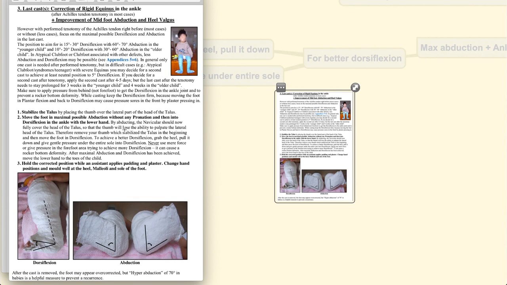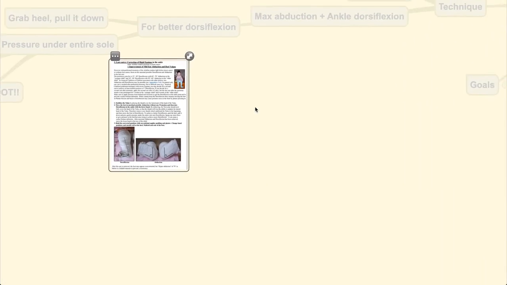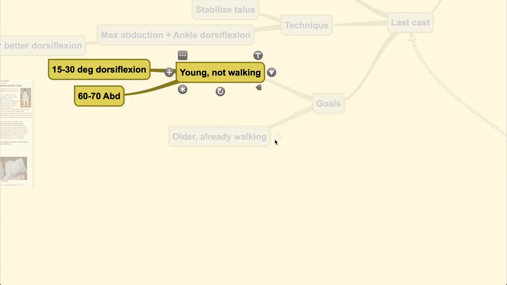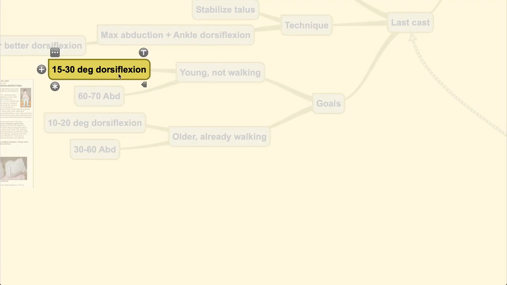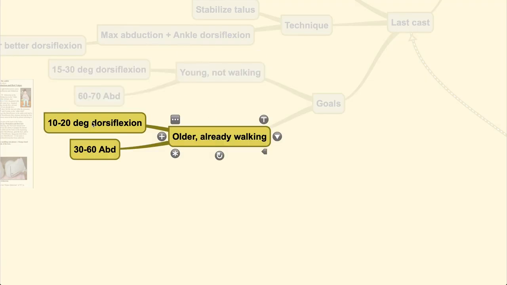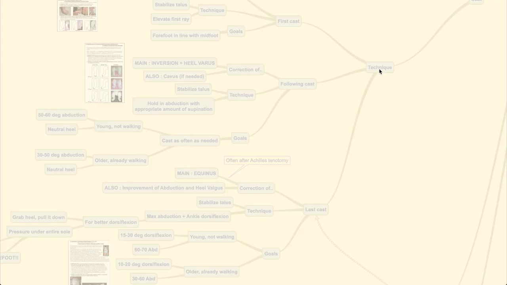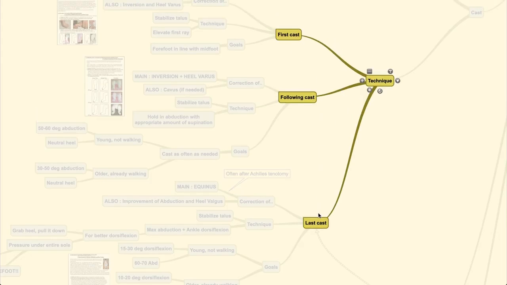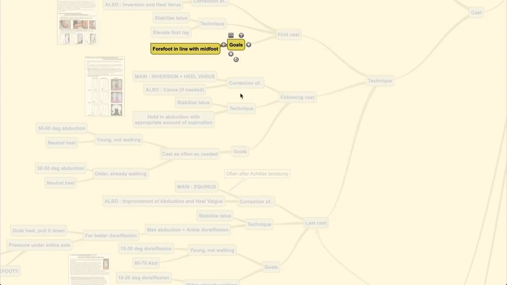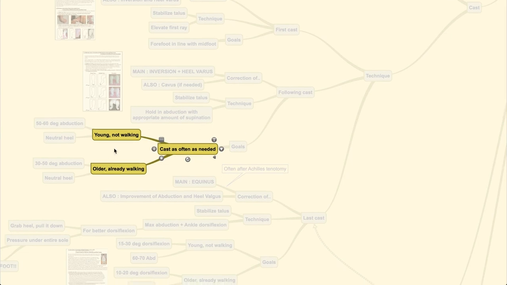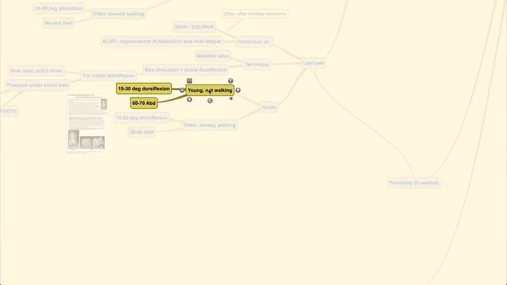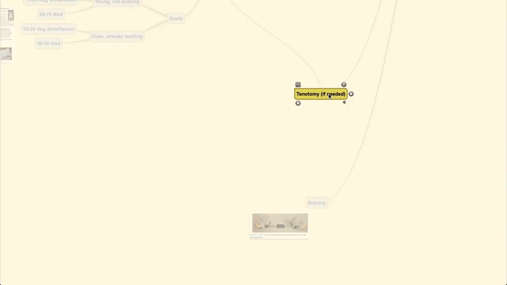Now, the last cast is usually done if the foot has already achieved sufficient abduction, and the equinus deformity is usually corrected to 15 to 30 degrees of dorsiflexion for a non-walking patient, but for an older patient, if you can achieve around 10 to 20 degrees of dorsiflexion, then it is enough. So during your exams, especially your board exams, you need to know what each of these casts does and what the goals of each cast are. If you have mastered all of these goals, degrees and numbers, then you are very unlikely to fail your exam. Next would be the tenotomy.